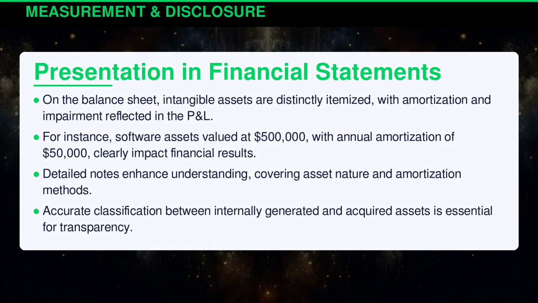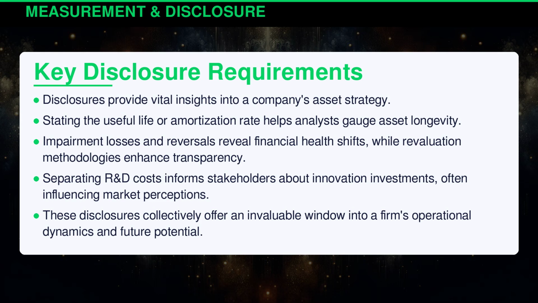On the balance sheet, intangible assets are distinctly itemized, with amortization and impairment reflected in the profit and loss. For instance, software assets valued at $500,000, with annual amortization of $50,000, clearly impact financial results. Detailed notes enhance understanding, covering asset nature and amortization methods. Accurate classification between internally generated and acquired assets is essential for transparency. Disclosures provide vital insights into a company's asset strategy.